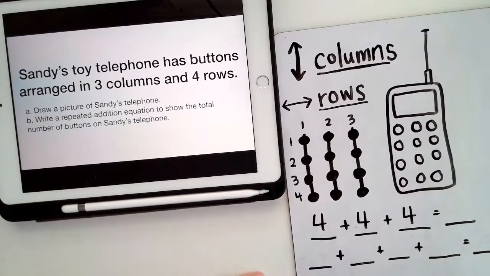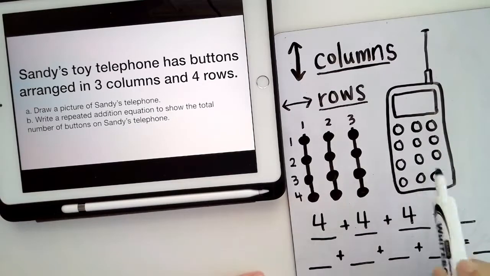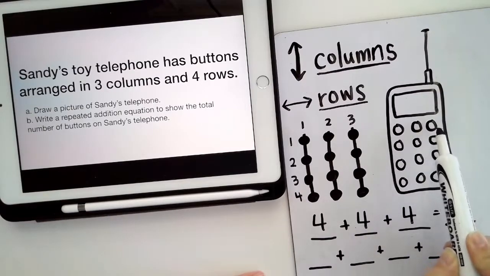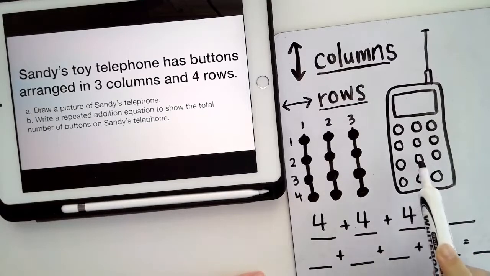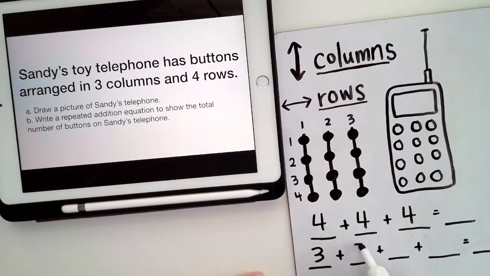In each row, how many buttons are there? Let's see. So each row is doing this. Let's count. 1, 2, 3. Remember, each one needs to have 3. Let's double check. 1, 2, 3. 1, 2, 3. 1, 2, 3. Yes, each one has 3. So I write 3 four times because there are 4 rows.